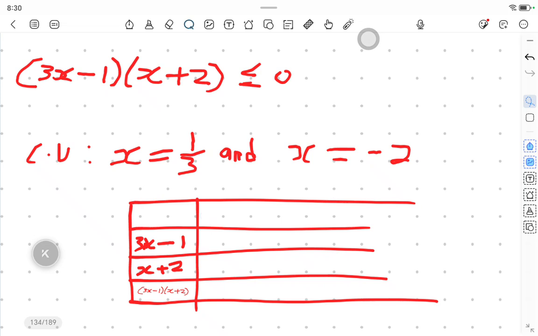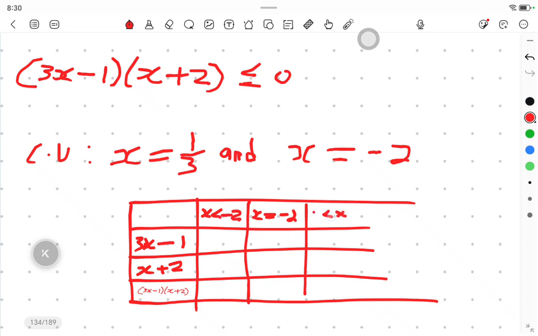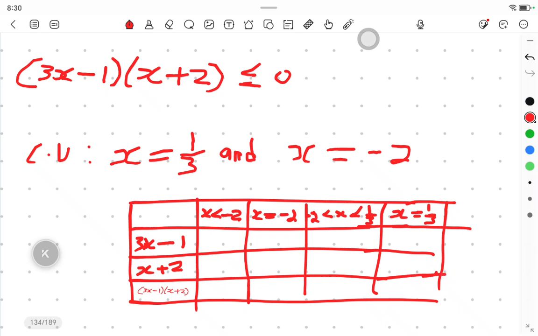I'll need to have a box where here it's x equals to, we start with the small one, which is minus 2, right? Then this one is x less than minus 2. Here it's x in between minus 2 and 1 over 3. And then here it's x being equals to 1 over 3. Then we also leave this empty part.